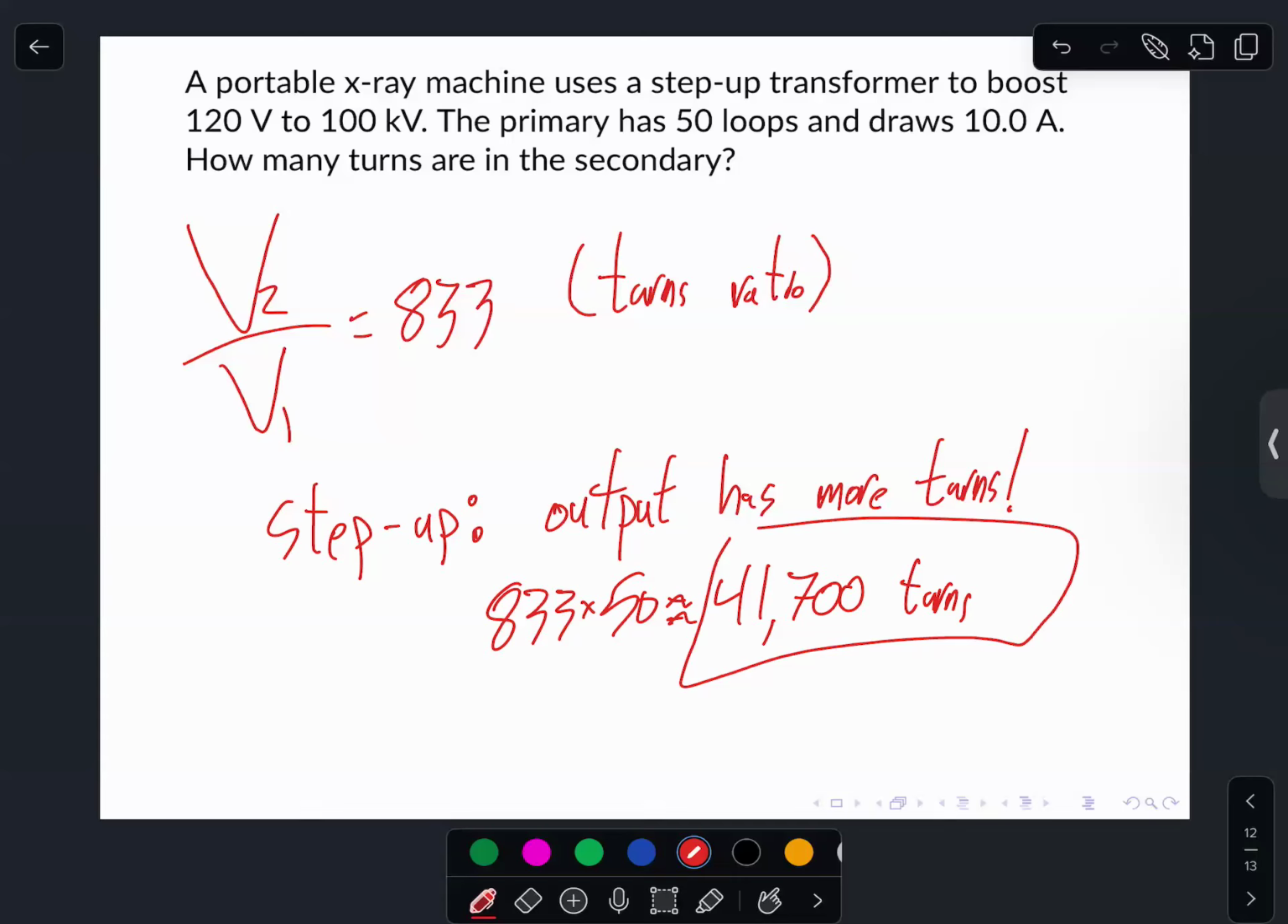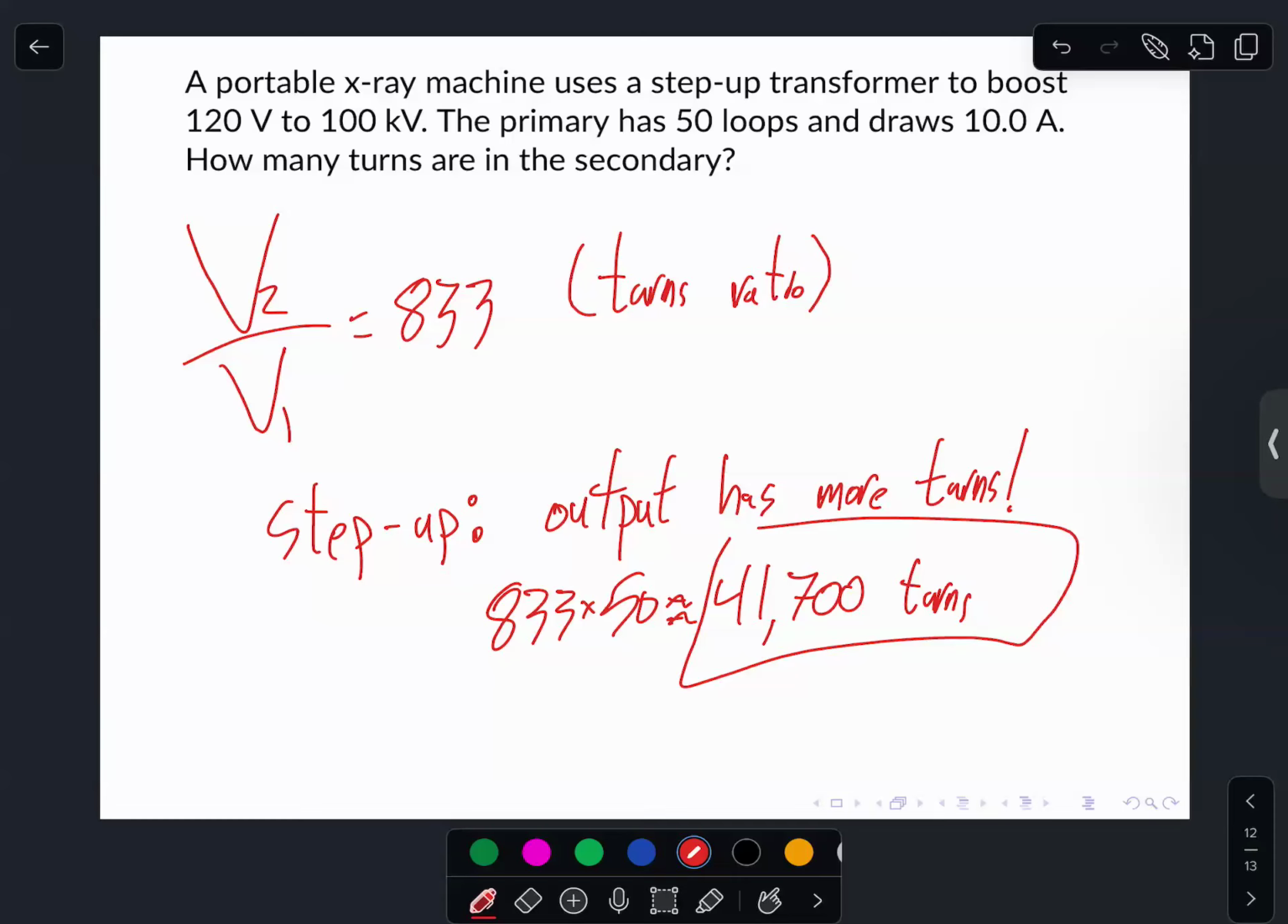What you got? I rounded. I always round. You got 40-ish thousand. Yeah.